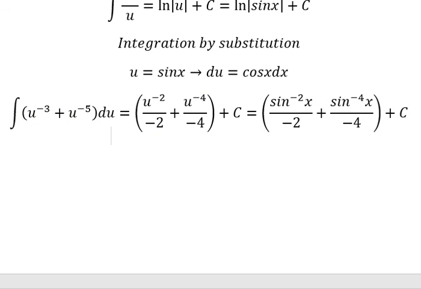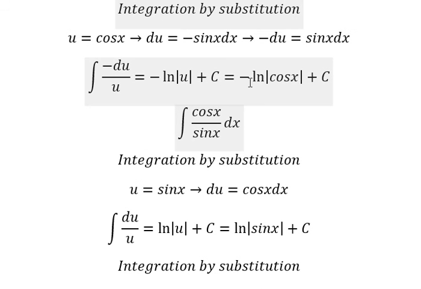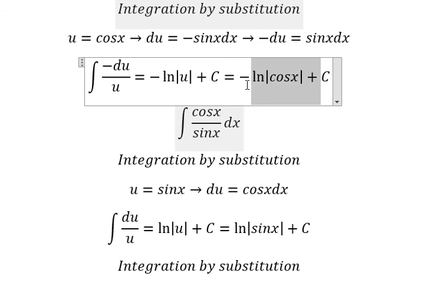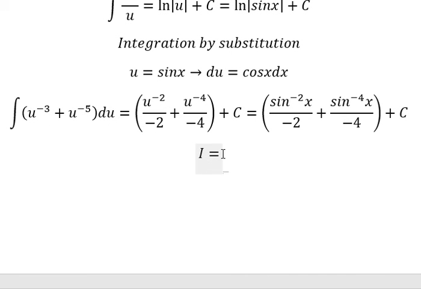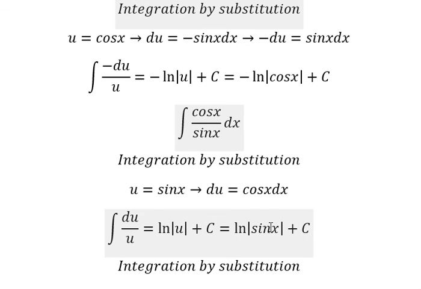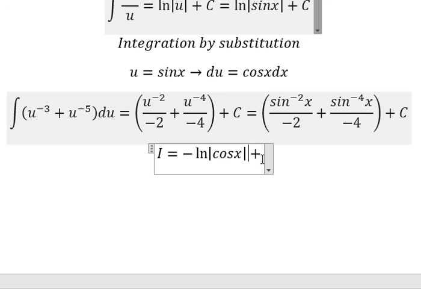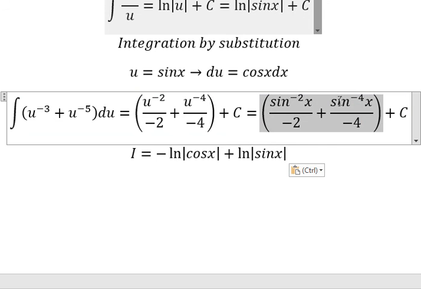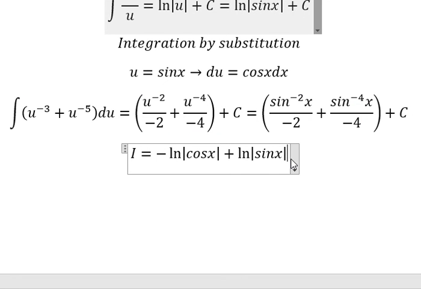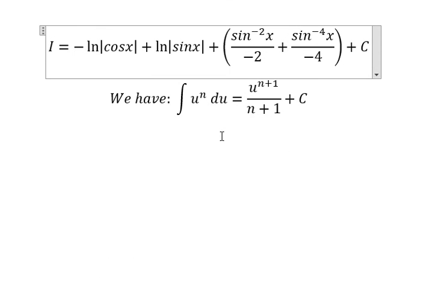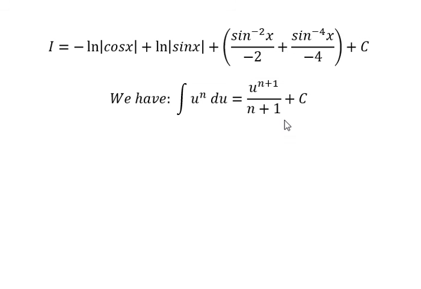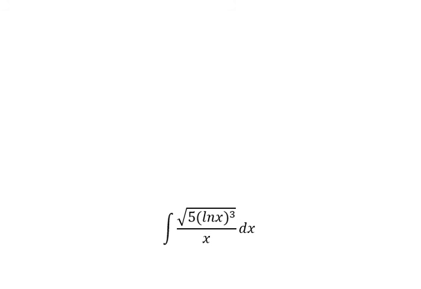Now we compile the answer. So we have this one, the next one, and the last one. And this is the answer for question number 1. Now let's go to the second one.